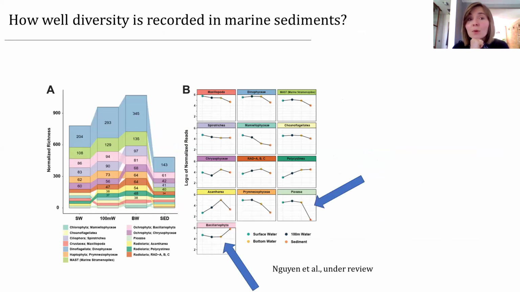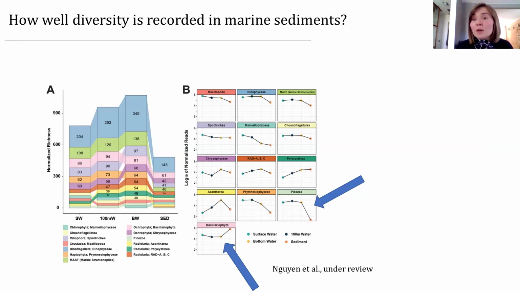Another very important question is how well this marine diversity is recorded in marine sediments, especially in regard to planktonic taxa. These are organisms that live in the water column and develop there, and to be recorded in the fossil record, they need to sink. Sometimes it's thousands of meters.